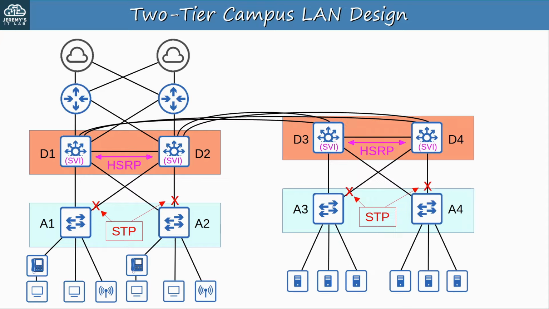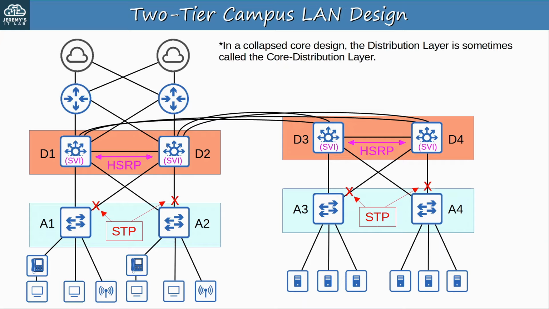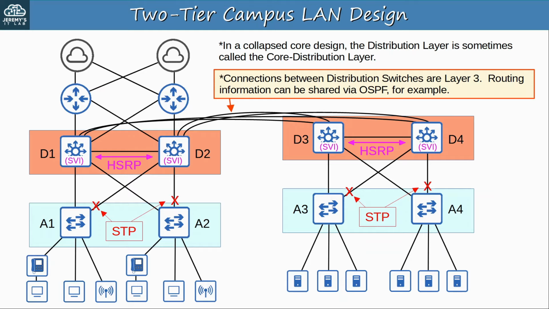And perhaps there's another set of distribution and access switches over here, with lots of servers connected to the access layer switches. Notice that each distribution layer switch is connected to each other distribution layer switch. By the way, in a collapsed core 2-tier design like this, the distribution layer is sometimes called the core distribution layer, because it has to fulfill the purpose of both layers. We'll see the core layer later. These connections between distribution switches are layer 3, no spanning tree running here. Routing information can be shared via OSPF, for example.